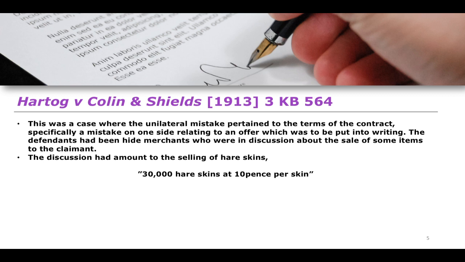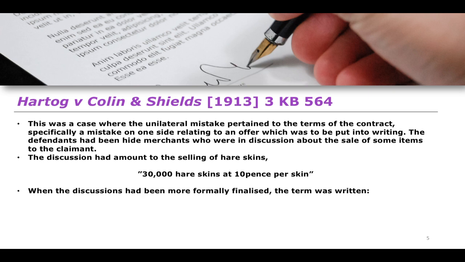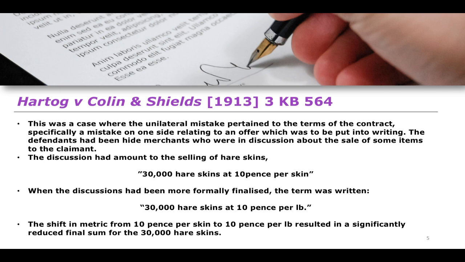Specifically, it was 30,000 hare skins at 10 pence per skin, so quite a lot of hare skins, in fact. When the discussions had been more formally finalised, the terms were written differently. The terms were written as such: 30,000 hare skins at 10 pence per pound. Okay, so rather than it being per skin, it was now per pound. So it was measured in weight, not in quantity. The shift in metric from 10 pence per skin to 10 pence per pound resulted in a significantly reduced final sum for the 30,000 hare skins.